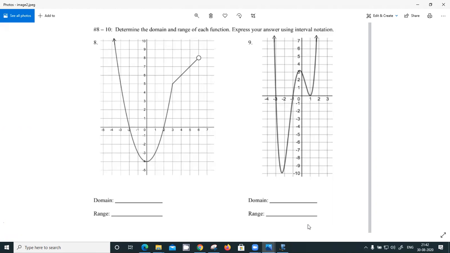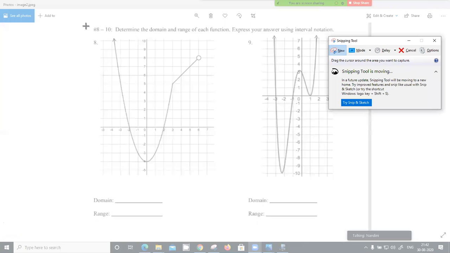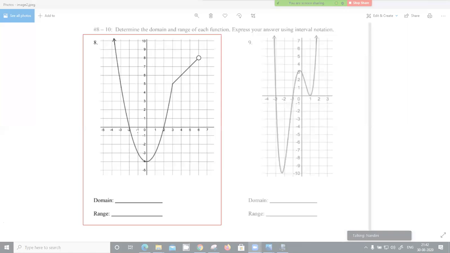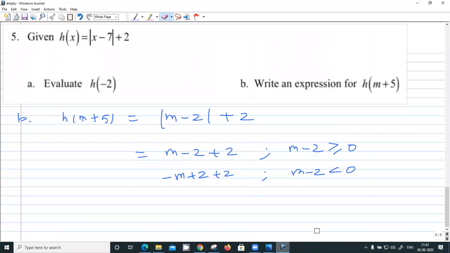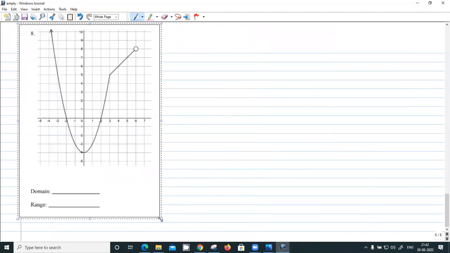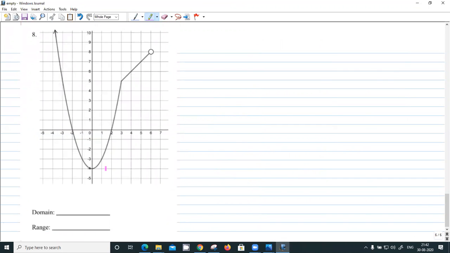Your range is going to be negative infinity, comma, -4, and they're both going to have curved brackets. No, -4 would have a regular bracket. So range is all possible values of y, right? So range is from here to this one, right? This is the range.